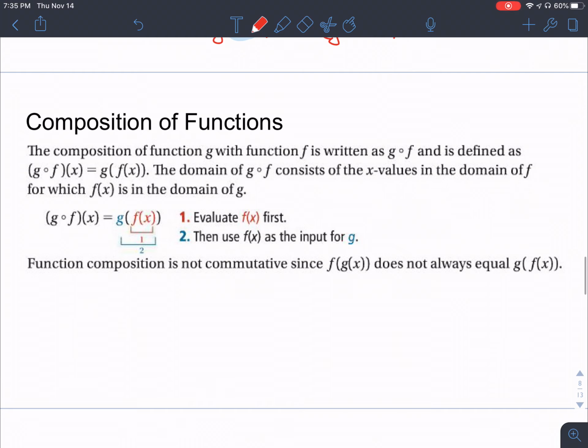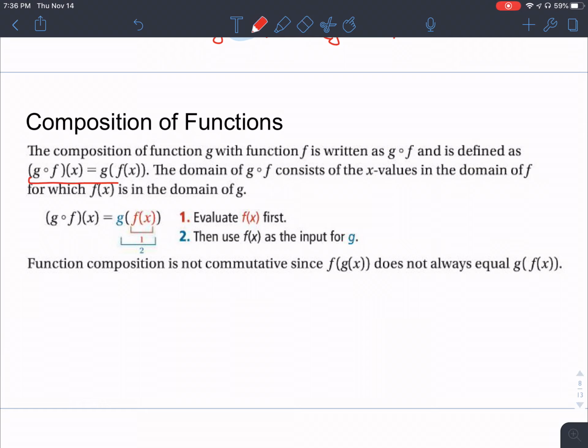All right, so how to do composite functions. The composition of a function g with function f is written as g of f, like I wrote on the previous slide, and is defined as g of f of x is equal to g of f of x. These are the two things that I explained on the previous slide.